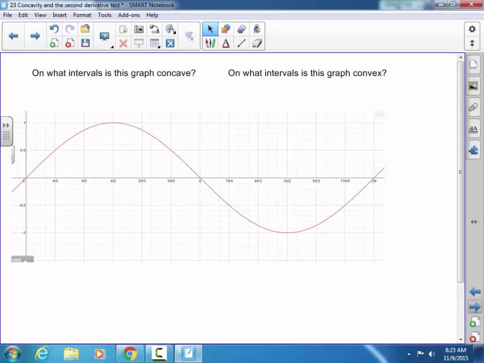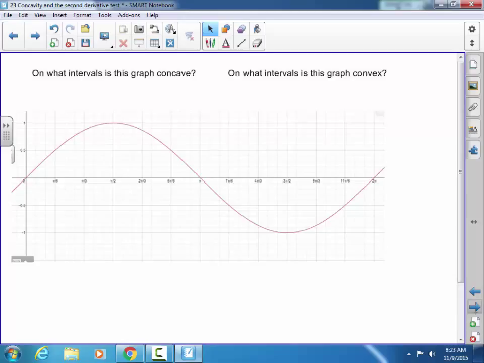Concave caves in. It's what you normally think of when you're talking about lens. Convex is like a mountain. Concave is like a valley, okay? We're going to use concavity and just say it's either concave up or concave down.